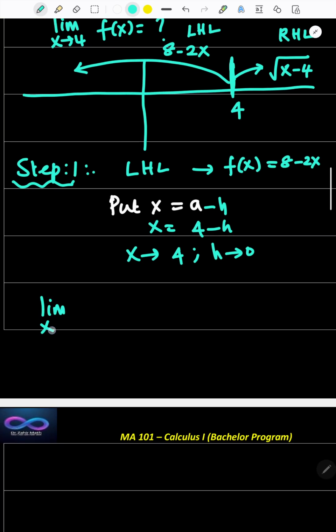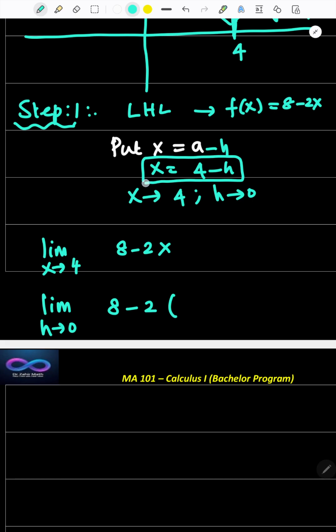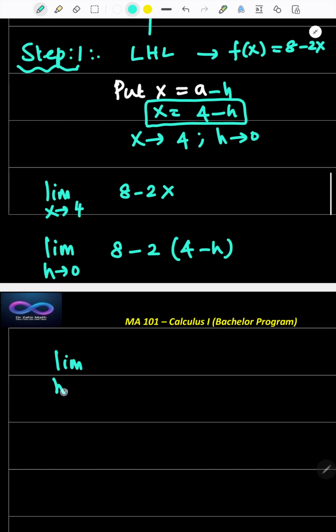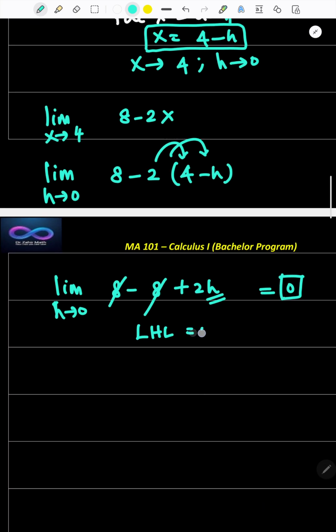So limit x tends to 4, and the function is 8 minus 2x. So here now it changes to limit h goes to 0, 8 minus 2 into, what is your x? Your x is equal to 4 minus h. So 4 minus h you are going to put it. So limit h tends to 0, 8 minus 2 into 4 is 8, and 2 into this is plus 2h. 8 gets cancelled. If you put h is equal to 0, you are going to get the answer 0. So the left hand limit is equal to 0.